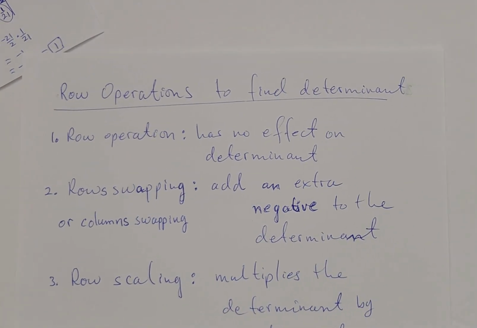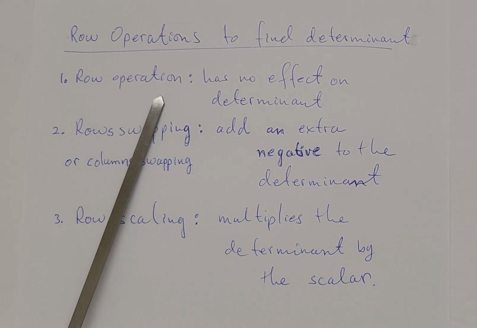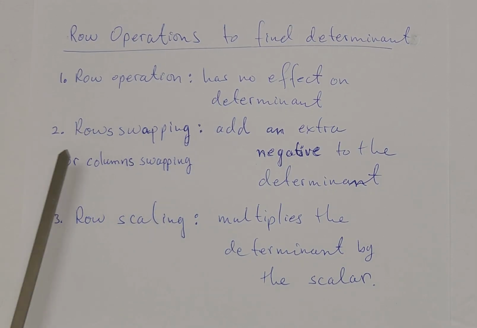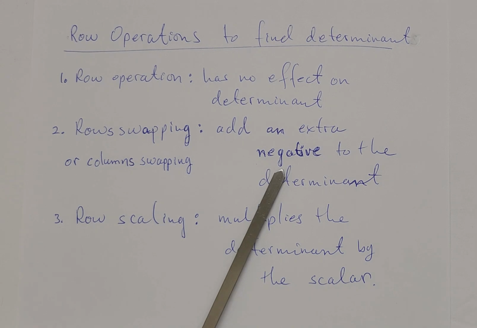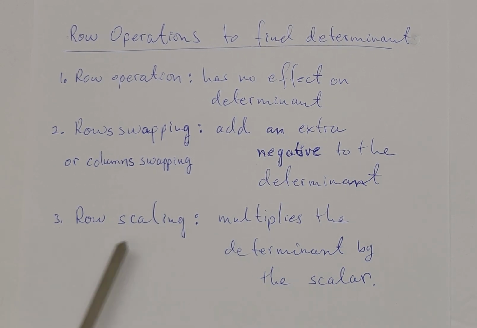Now be very careful when you do row operations. When you do row operations, don't forget these rules. Rule number 1, when you do row operation, the determinant doesn't change. However, if you switch row, switch column, put another negative in. If you scalar, don't forget that scalar. So what is that scalar? Something extra. So don't forget that extra number that you did in the beginning. Make sure you bring it along. Okay?